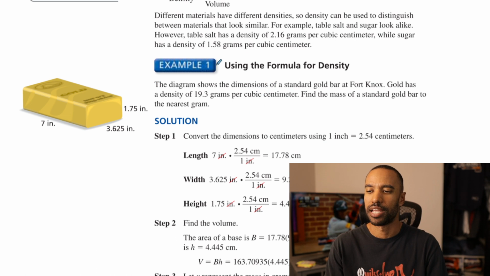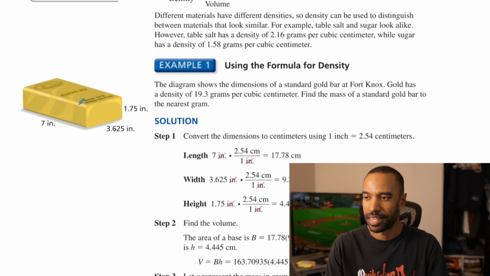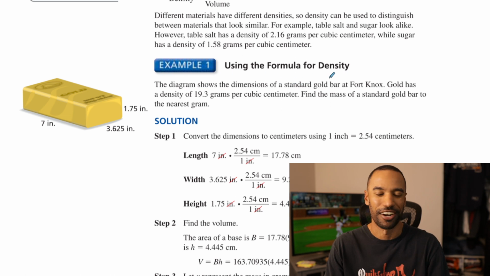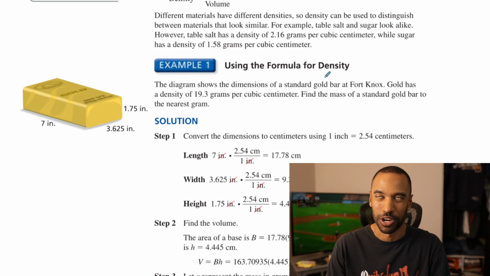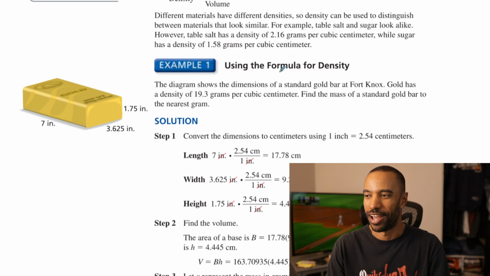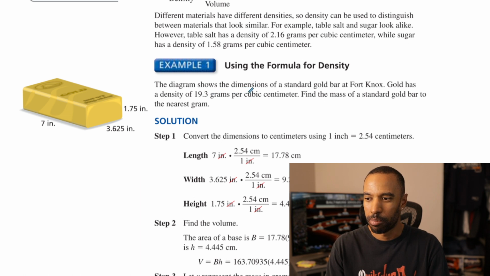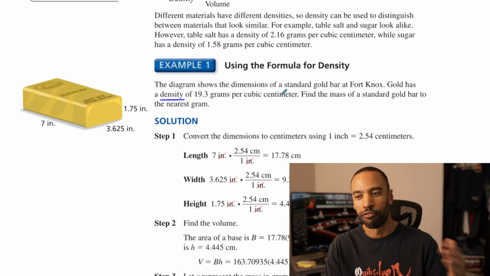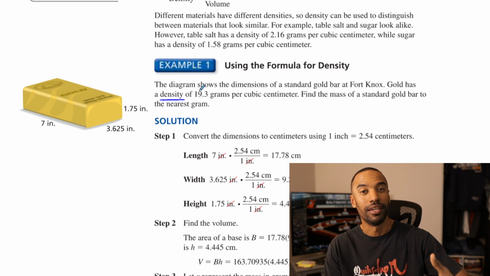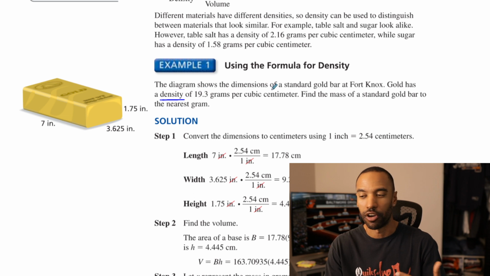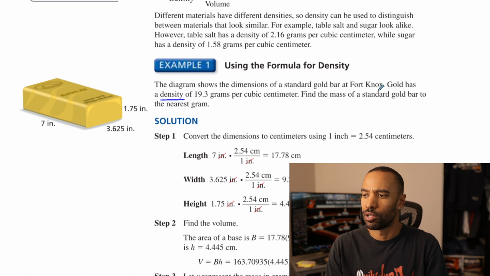All right, using the formula for density, first example. Let's take a look at this. Is that butter? The diagram shows the dimensions of a standard gold bar. Very, very close. They're about the same thing. At Fort Knox, gold has a density of, and again, I guess they have to tell you these, 19.3 grams per cubic centimeter. So they're telling you density right now. That is the mass over volume. 19.3 grams every 1 cubic centimeter, which is indeed the volume in that case. Find the mass of a standard gold bar to the nearest gram.